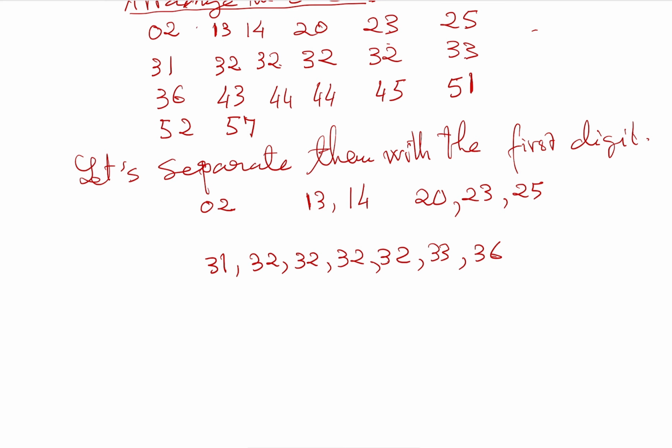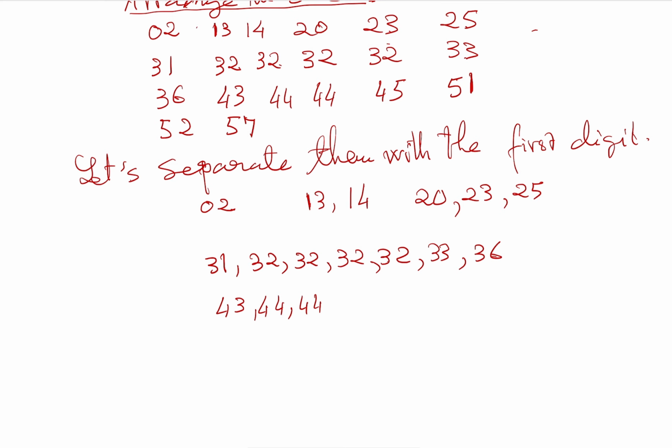So the next one is 4. How many 4s do we have? 1, 2, 3. We have only 3 of them. So for the 4, we have 43, 44, and 44. We have only 3 of them.